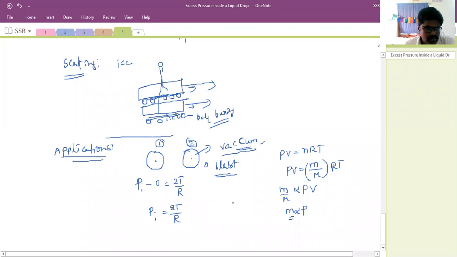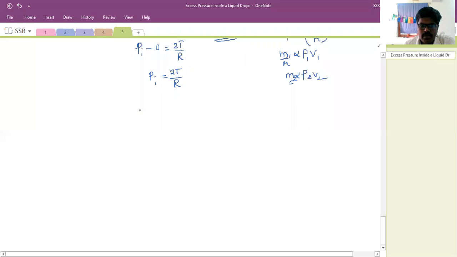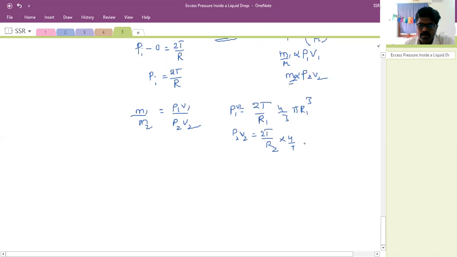Then from that you can write, if it is different volumes, you can take P1, V1, then M1, M2, P2, V2. So in that case, M1 by M2 is equal to P1 V1 by P2 V2. What is P1? The inside pressure of the soap bubble, that is 2T by R1, into volume, 4/3 pi R1 cube. Similarly for P2, V2: suppose the same soap solution, then the surface tension will be the same, so 2T by R2 into 4/3 pi R2 cube.